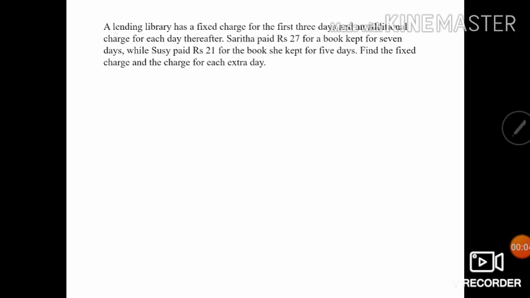Now try to form equations for this word problem. A lending library had a fixed charge for the first 3 days and an additional charge for each day thereafter. Sarita paid rupees 27 for a book kept for 7 days, while Susie paid rupees 21 for books she kept for 5 days. Find the fixed charge and the charge for each extra day. Let the fixed charge be x and the charge for each extra day be y.